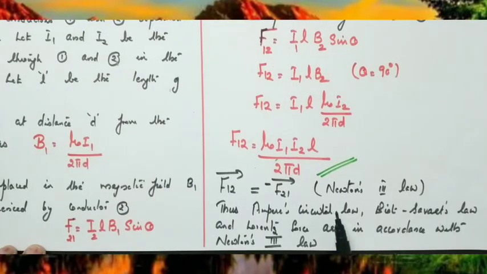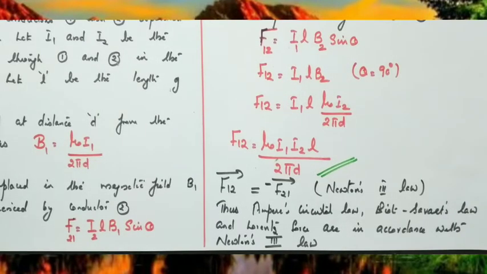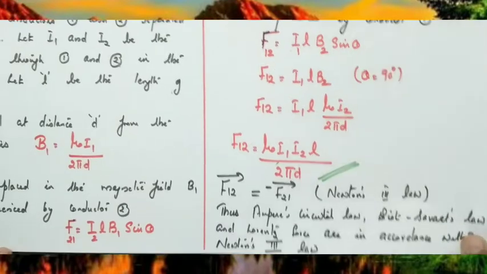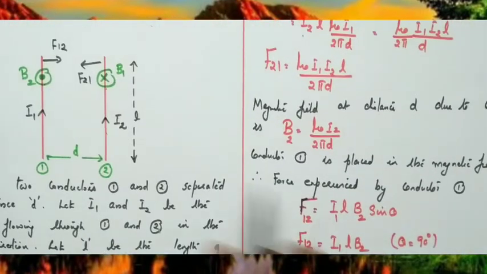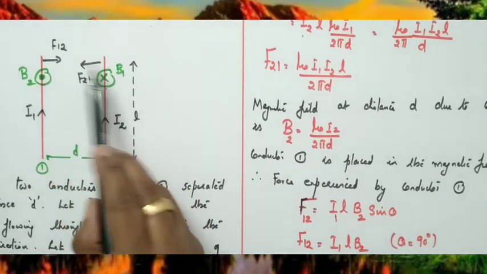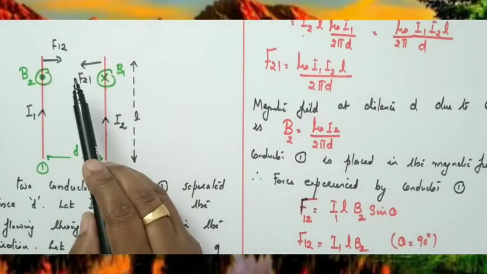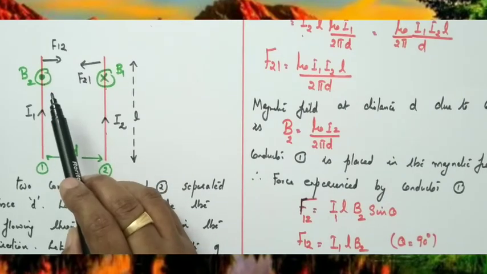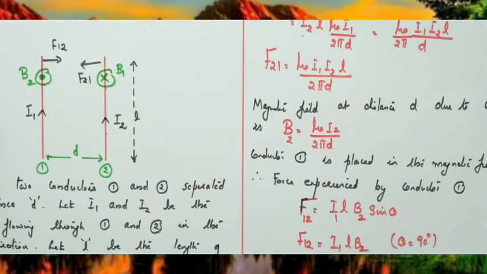Thus Ampere's circuital law, Biot-Savart's law and Lorentz force are in accordance with Newton's third law. That is the importance or significance of this equation. Hence we can say that parallel currents always attract. Here both the currents are in the same direction, parallel currents, and what is the direction of force? They are attracting towards each other. So we can say that parallel currents always attract.